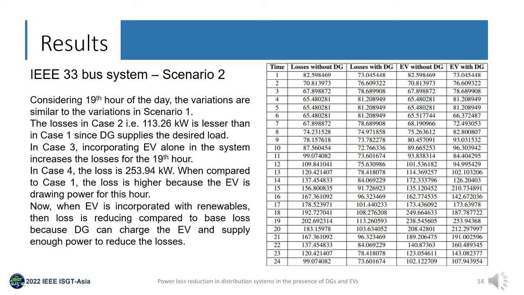Next, comparing case 1 with case 3, when we are incorporating EV alone in the system, there is an increase in the loss. When we are comparing case 1 versus case 4, that is EV and DG both are present in case 4, when we check there, again the loss has increased, because at this point the EV is drawing power. So when EV is incorporated with the renewables, then loss is reducing compared to the base loss, because DG can charge the EV and supply enough power to reduce the losses.